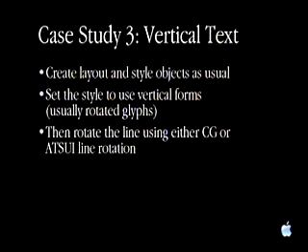OK, the next example is vertical text. And again, this is one of the special things that you would have to use ATSUI directly to achieve. Again, you would create the layout and style objects as usual. Now, there are two things going on here. There's going to be a style, and there's going to be a line or a layout control. First of all, you have to set the style to use the vertical form.